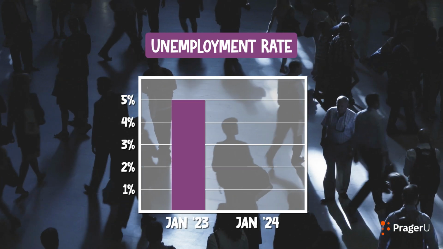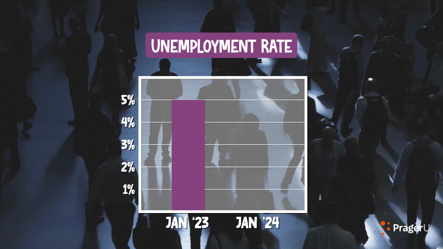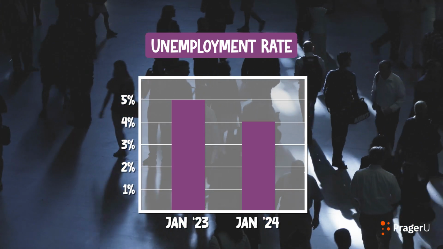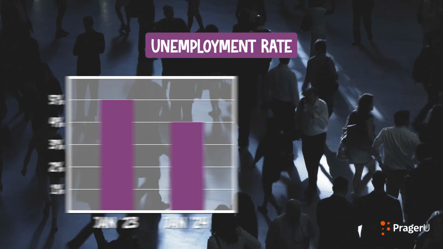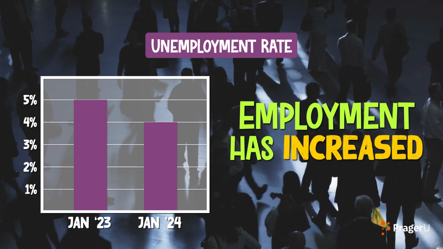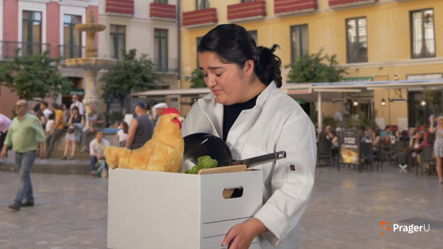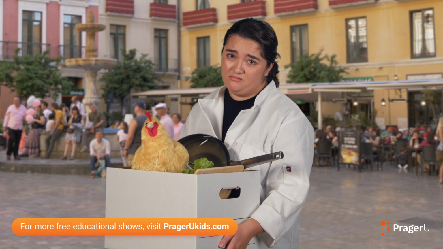Anyways, like other indicators, the unemployment rate is most effective when measured over time. If the rate is 5% in January 2023, and then it's 4% in January 2024, the implication is that employment has increased over that year. Can we even trust the numbers?